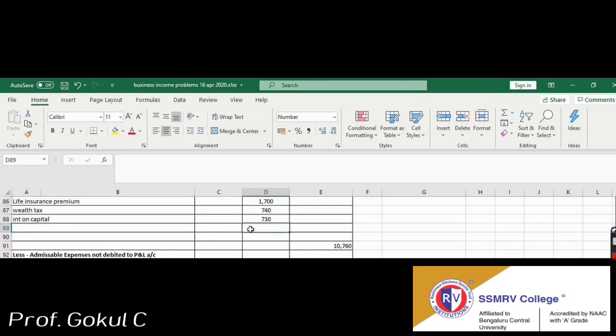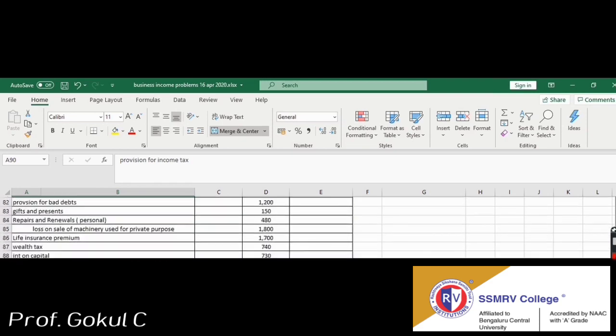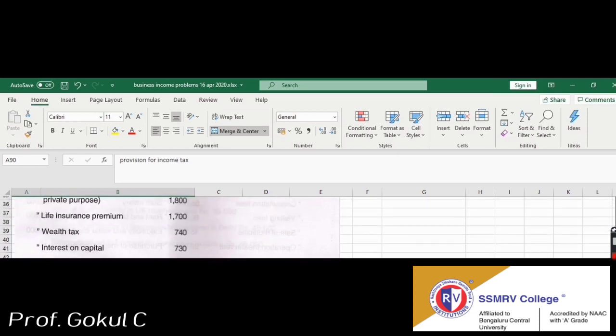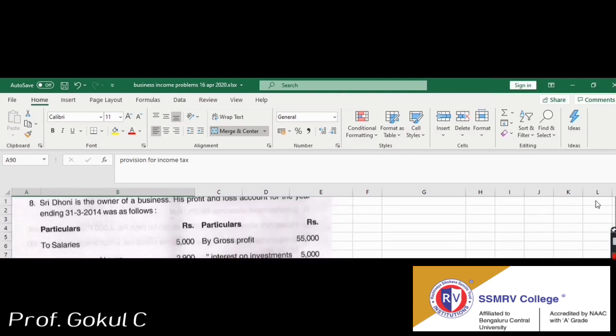2500 and 3900. This is provision for depreciation and this is provision for income tax. Both are not allowed, both are inadmissible expenditure. Now we have taken care of all the debit side items on your P&L. Go to the credit side. Gross profit to be ignored.